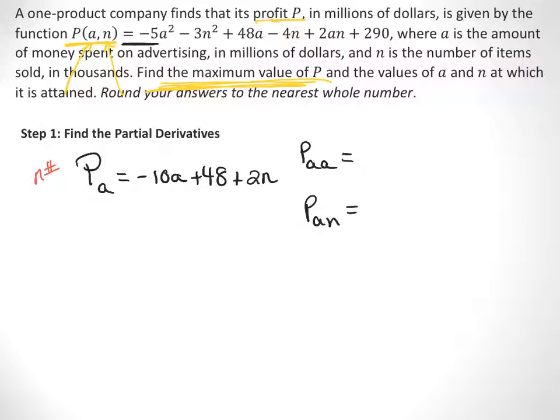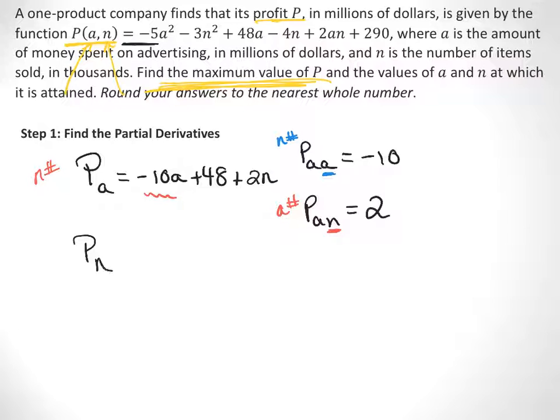Now let's go ahead and find the second order partial derivative. This is with respect to A again, because N is a number. And so the first term, negative 10A, goes to negative 10. And the other two terms are both numbers, so we're done. For the next partial, we're doing this with respect to N, so A is a number here. We're going to come back up here again. First term, negative 10A, a number, goes to 0. Second term, 48, number, goes to 0. Last term, 2N, derivative with respect to N is 2.